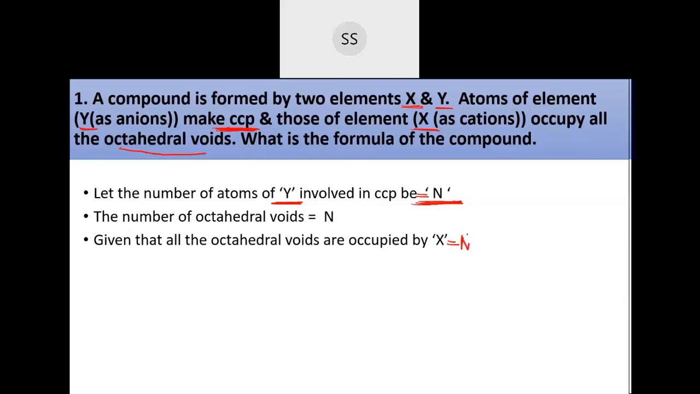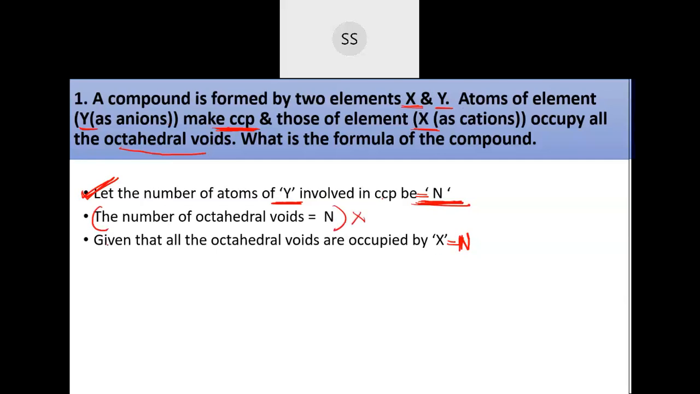Okay, this value also will be equal to N because both the numbers are same. How many atoms you have for the unit cell, the same number of atoms you get for the octahedral. Now here only these two things are given to us. We know that the number of Y atoms occupying the CCP lattice, I am taking as N, and the number of octahedral voids is always equal to N. This you can eliminate, you can directly write this one.